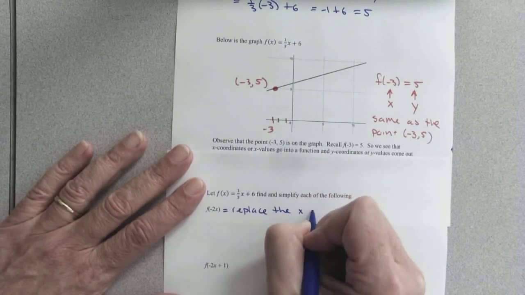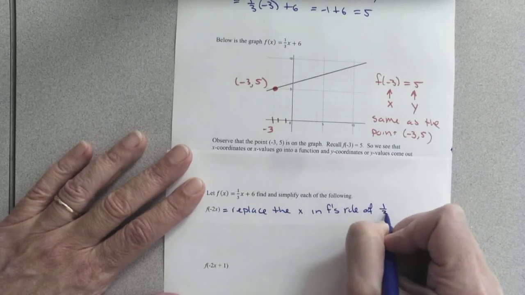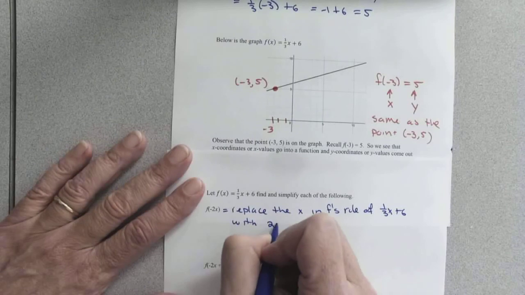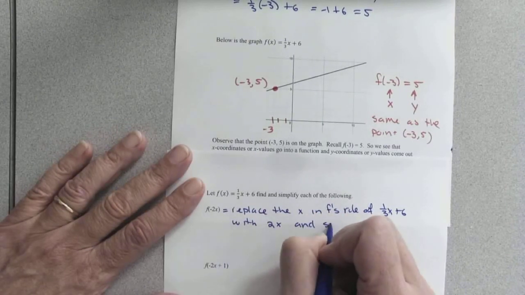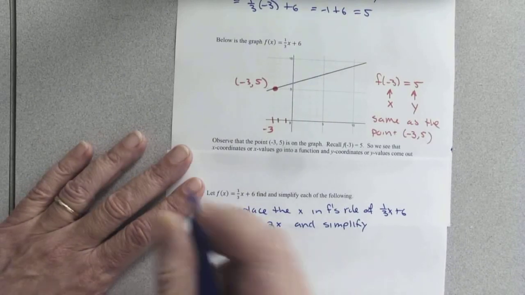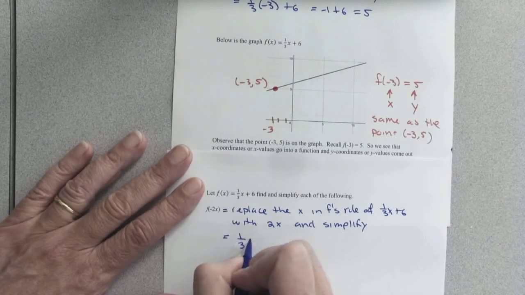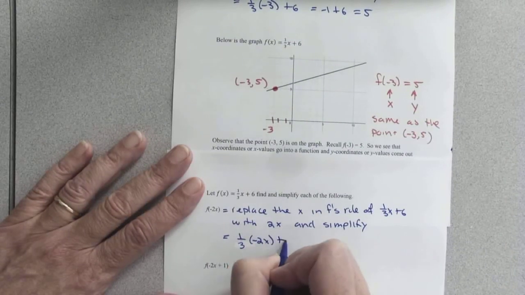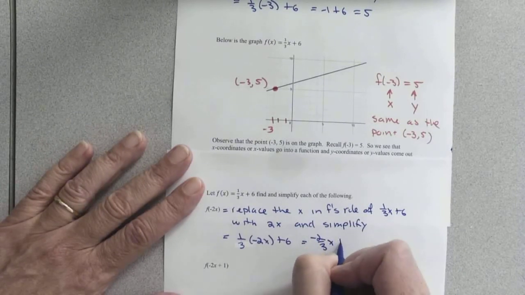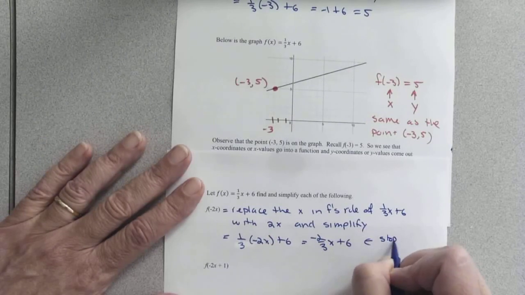Replace the x in f's rule of 1/3 x plus 6 with -2x and simplify. So we're going to get 1/3 times -2x plus 6, and all we can say is that that's -2/3 x plus 6. And then you stop. That's the answer.